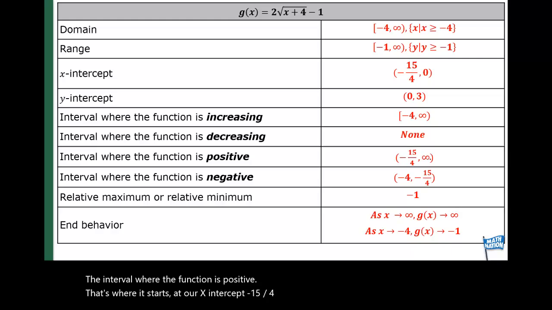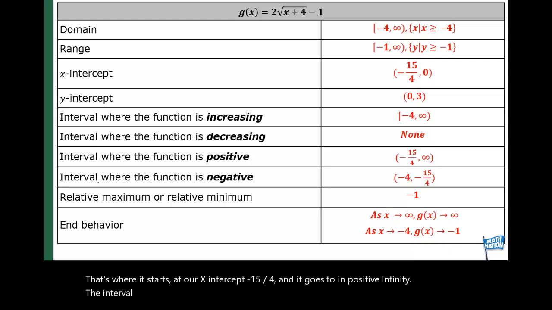The interval where the function is positive, that's where it starts at our x-intercept, -15/4, and it goes to positive infinity. The interval where the function is negative, it starts at -4 and it goes to -15/4.